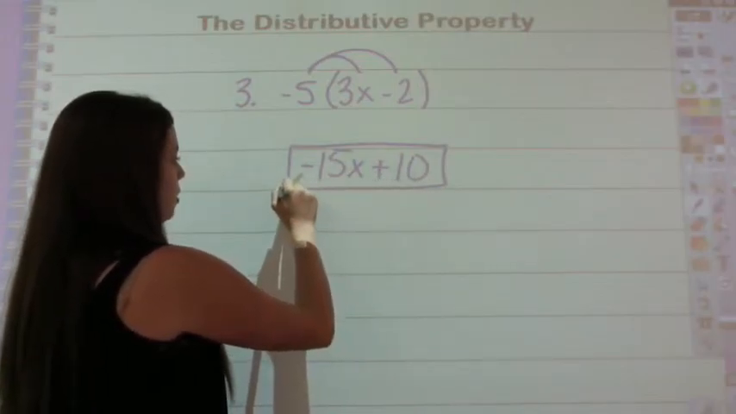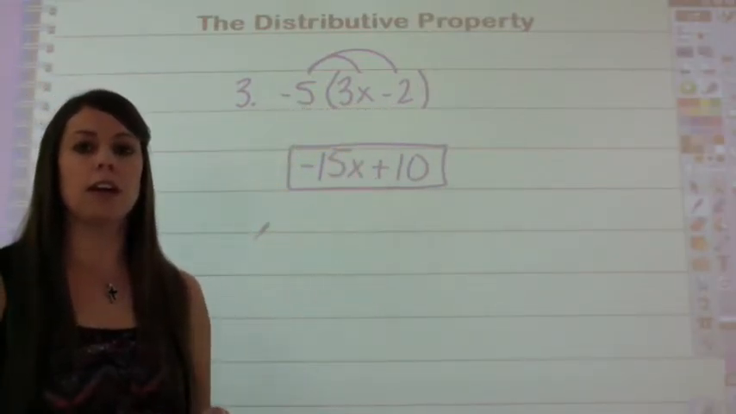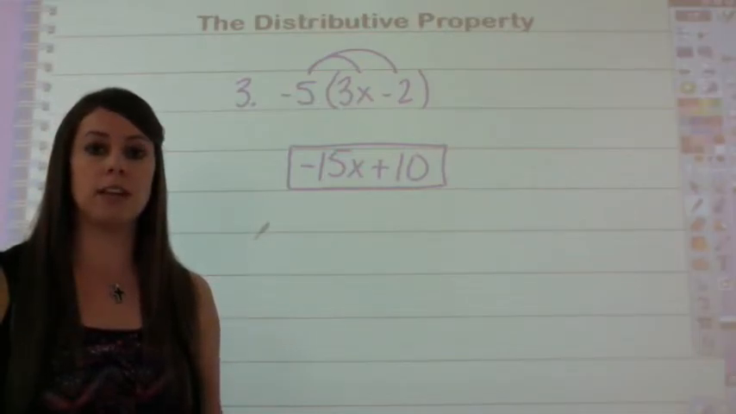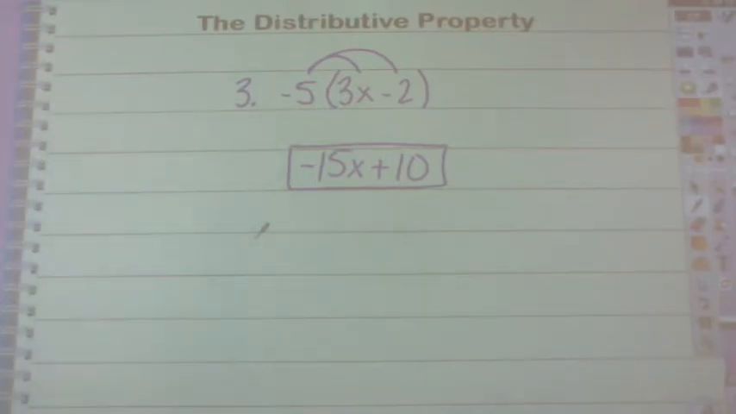It's very important to remember that two negatives make a positive, a negative times a positive is a negative, and a positive times a positive is a positive. So let's remember those negative and positive rules.